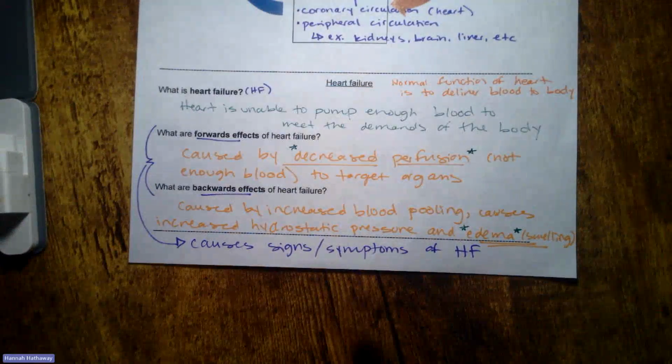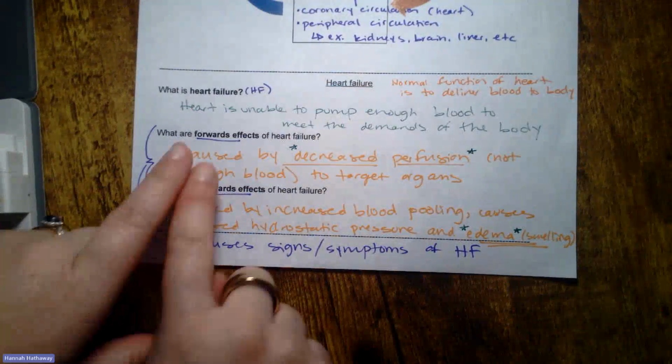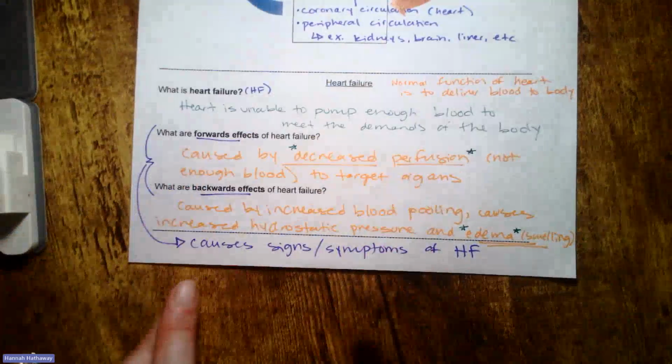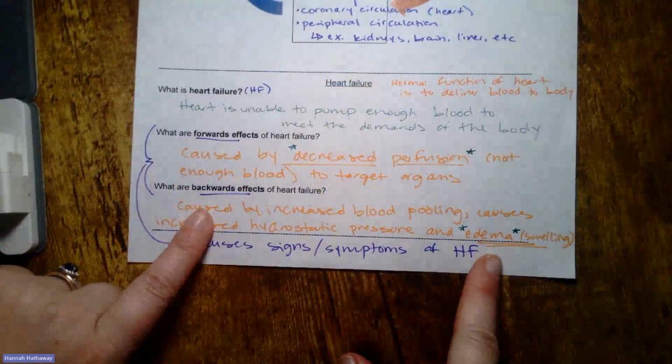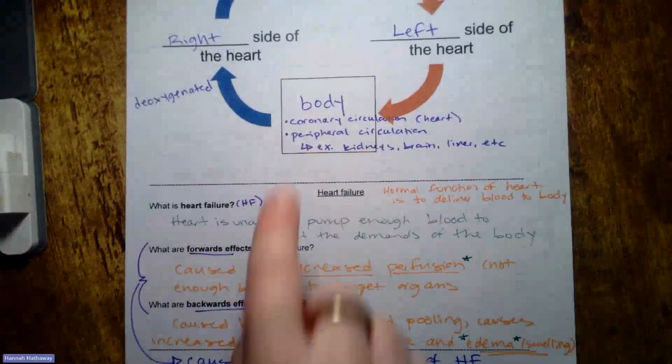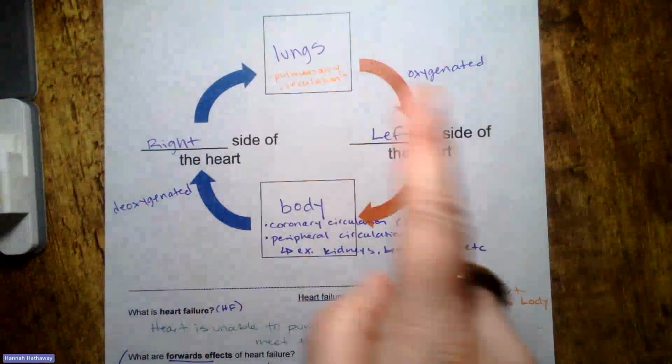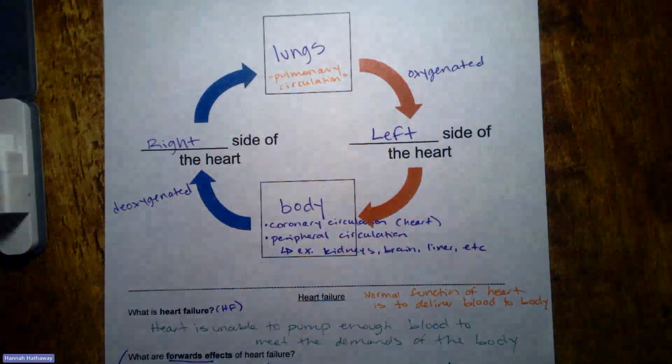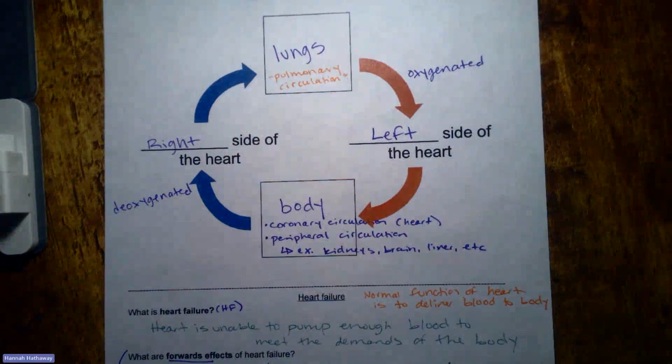So those two factoids, forward effects, decreased perfusion, backward effects, edema, plus the flow of blood through the body, those two things together, and you should be able to figure out all of the signs and symptoms that are related to heart failure just from those two facts. Okay, so let me show you how to do that.